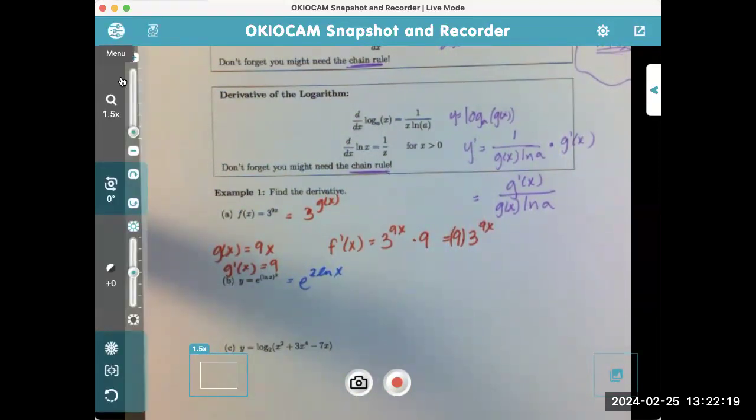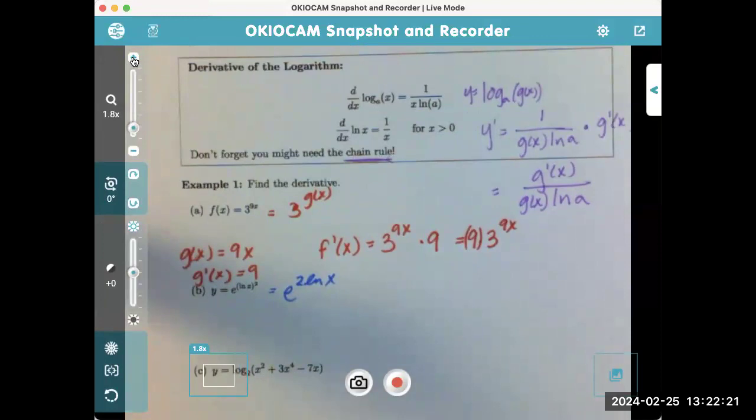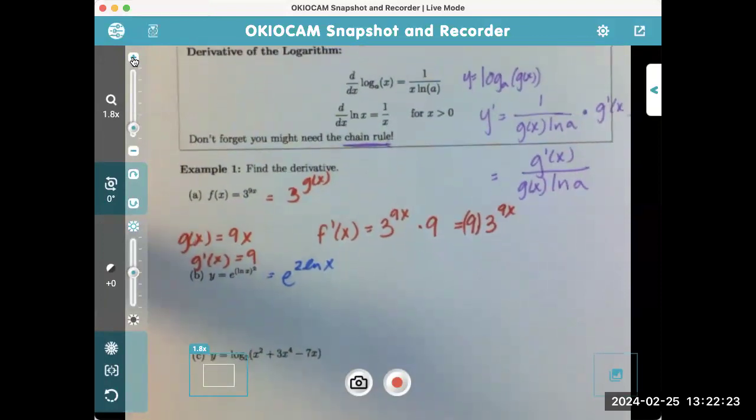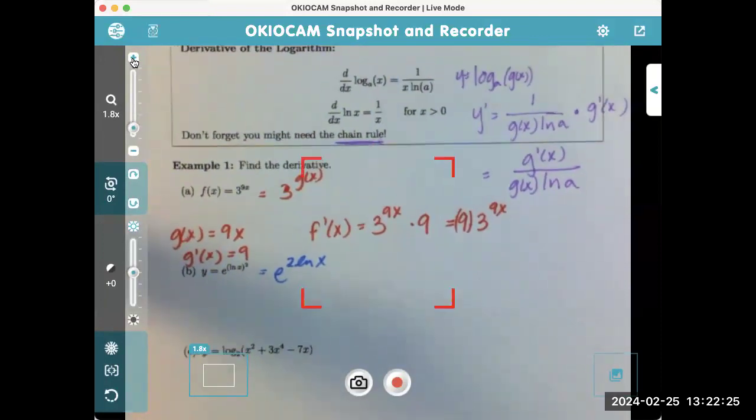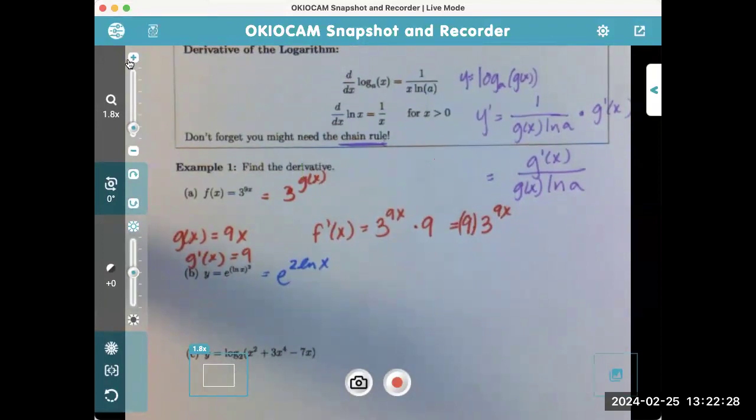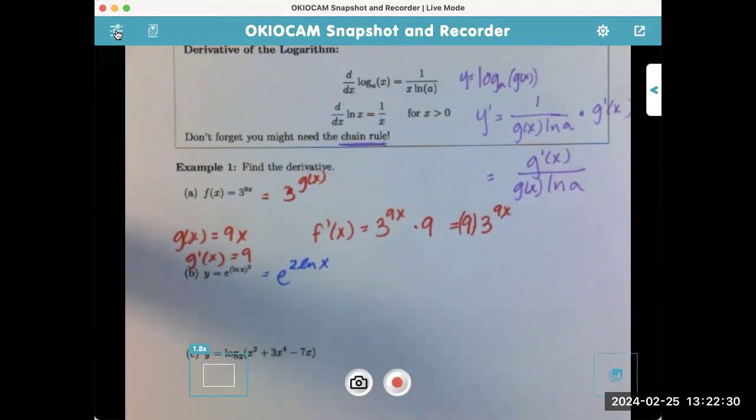Let me zoom this in a little bit, sorry. And autofocus. There we go. Hopefully that's better. Maybe you needed it, maybe not.